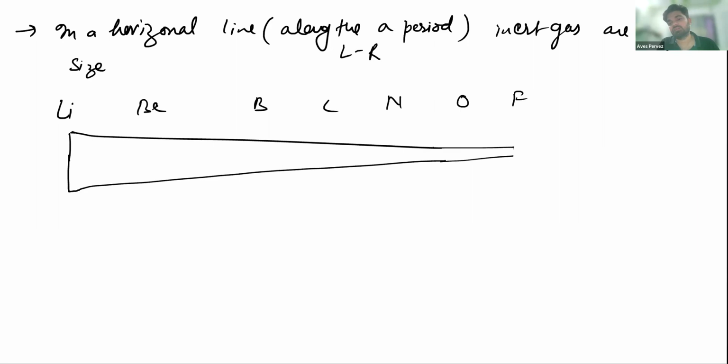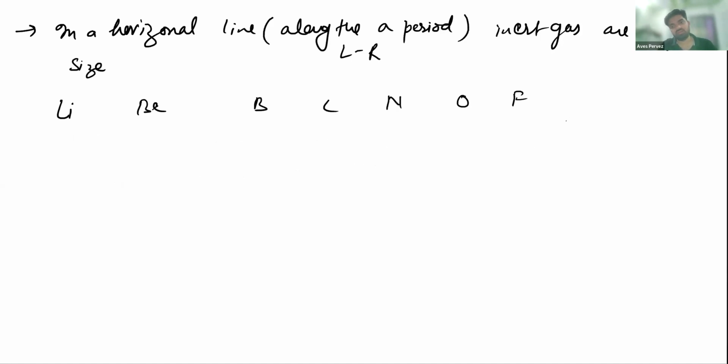Keep on decreasing. But after neon, the size of the atom will again increase. Got it? So neon is going to have the largest size because it has a completely filled shell. Understood? So this is the largest in size.